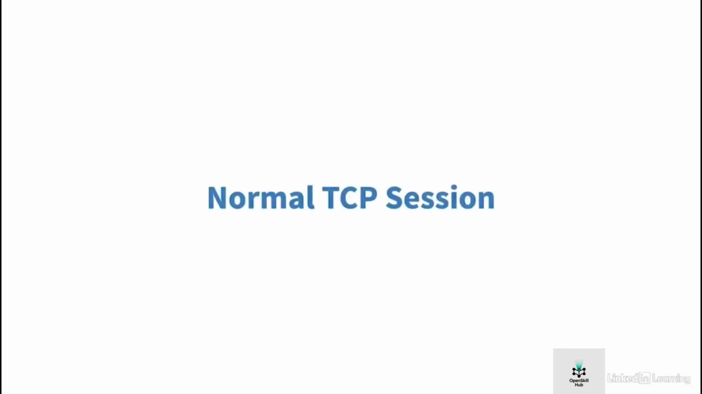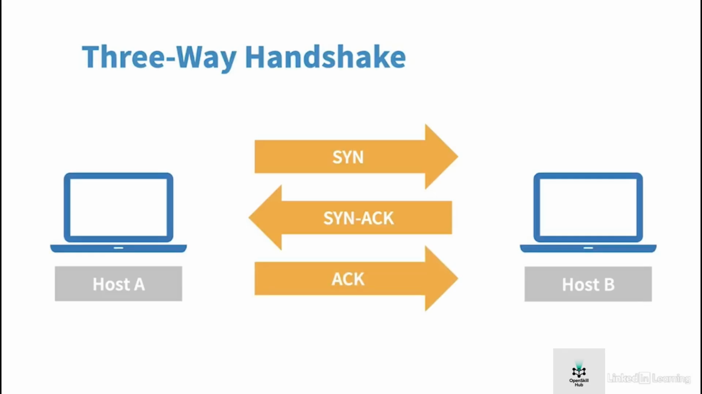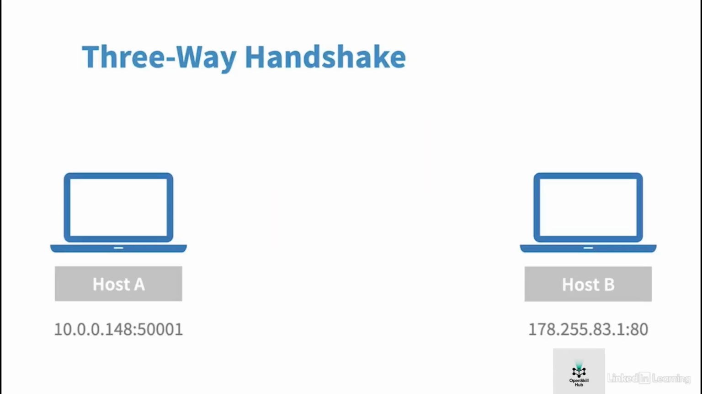First, let's talk about a normal TCP session. To begin, host A will send a synchronization or SYN packet to host B. The SYN packet is used to synchronize sequence numbers. If host B accepts, it responds with a synchronization acknowledgement. Host A then responds with an acknowledgement. Next, a socket on both ends is created, which is an IP address and a port, and the session begins, and both sides can then exchange data.